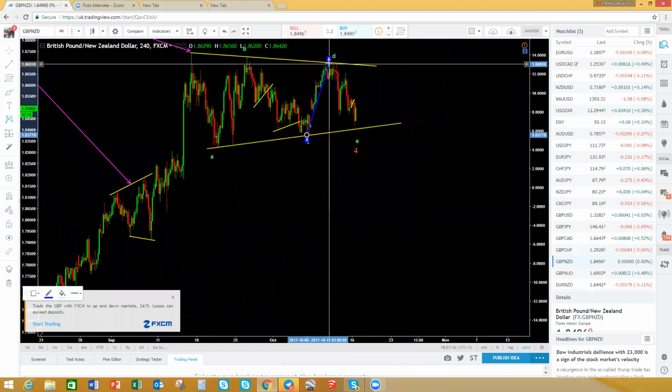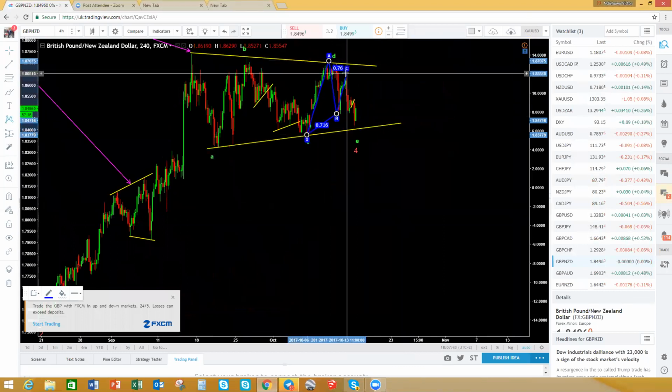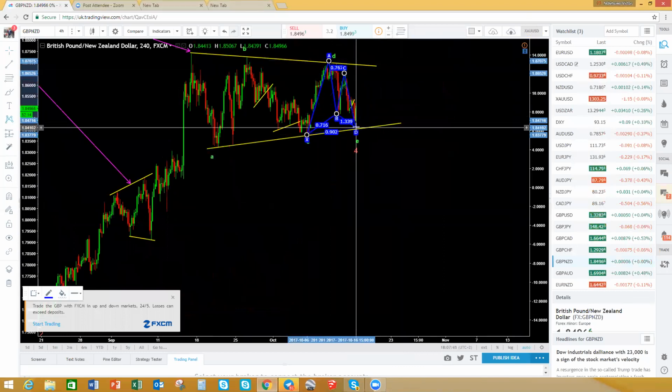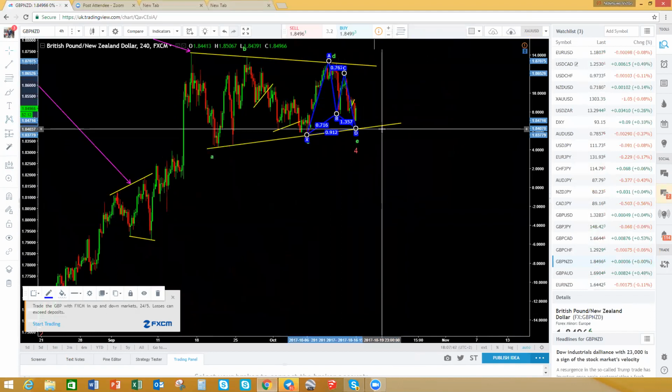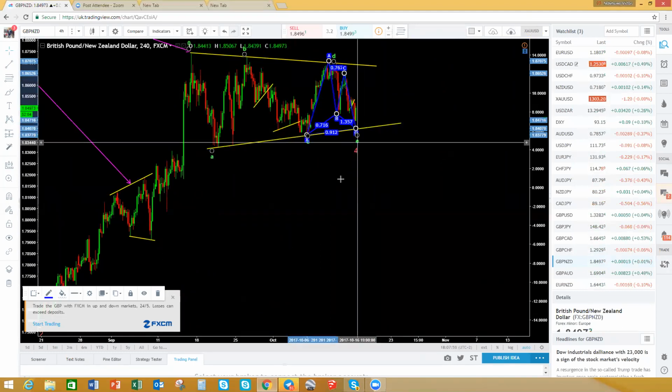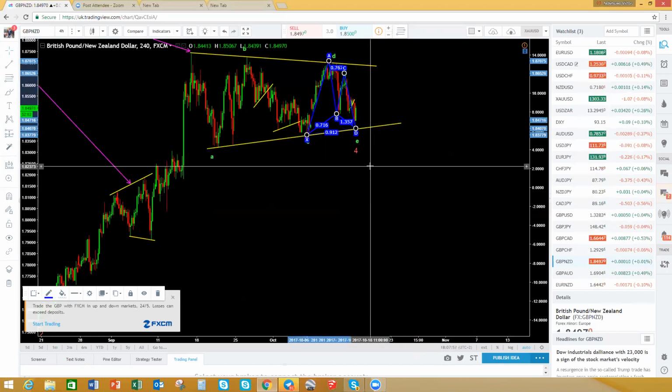Here we've also got a Gartley pattern. And if you use your fibs correctly, you'll see that here it's exactly the 88 area, or the 78 area. Okay, it hasn't touched it yet. It might still go down to that level. If it doesn't go down, then it's fine.